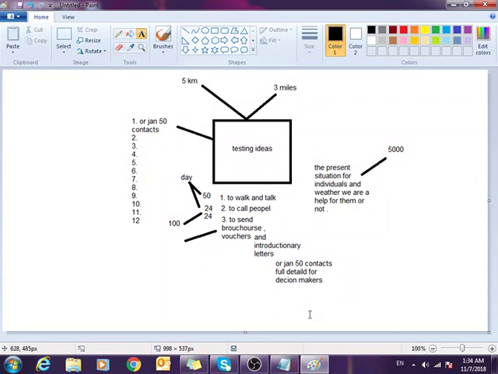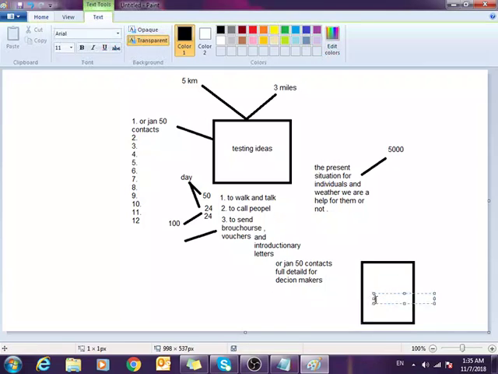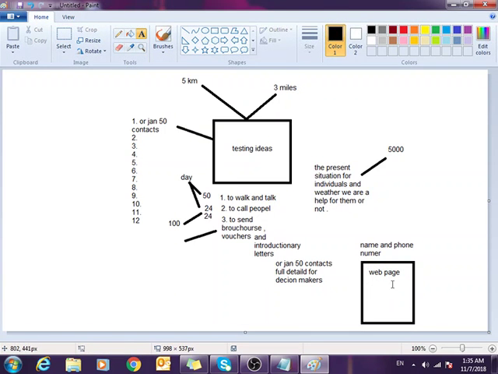Now this is no internet work, good. Now when we say IT, do you see January 50 contacts full detail for decision makers, okay, here's somebody that provided us with his name and phone number, okay, name and phone number, and we said here this is a web page. Sure, it has some value, like this is a web page, it has the pain, okay, but the idea here is that I have January 50 contacts, February 50 contacts, January 50 contacts detailed.